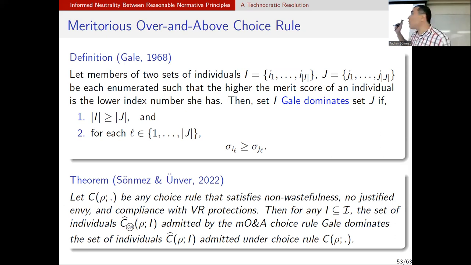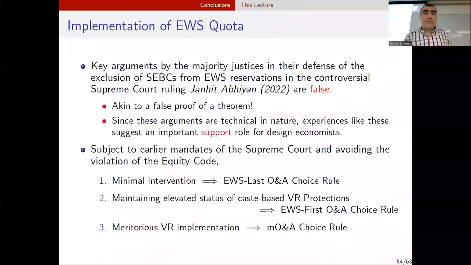So this also has a very plausible normative implication, actually. So that's why I call it technocratic solution. I think that one is the one which economists will like most, actually, right? We are treating all categories, all VR protected categories symmetrically, right? Okay. So now let me conclude.